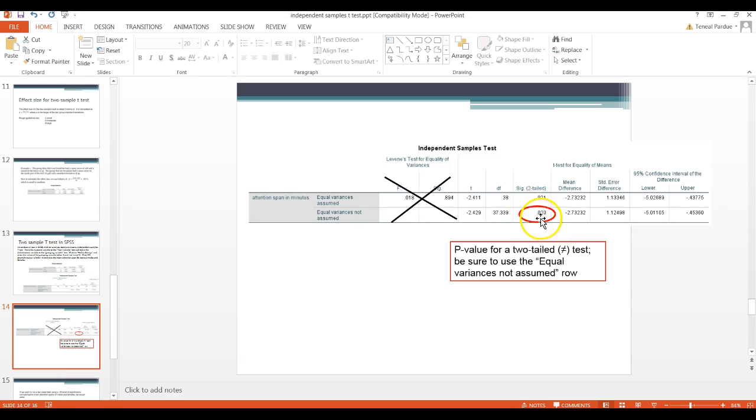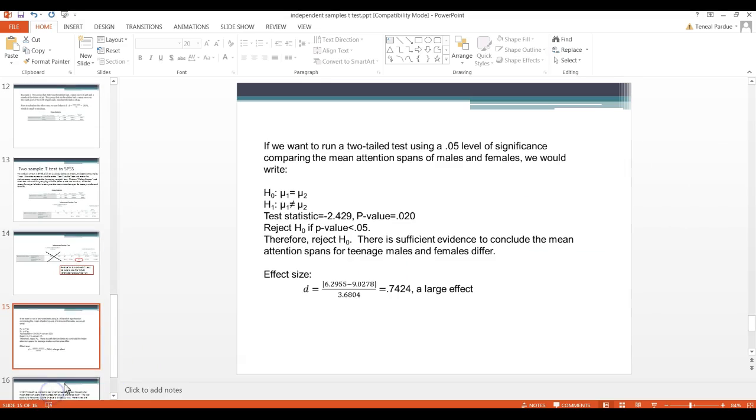So just like we had before, this is our p-value for a two-tailed test. If we want to do a test of mu1 not equal mu2, this is our p-value. So let's suppose that's what we did. Then these would be our hypotheses. We've got our test statistic and p-value that came from the SPSS output. There's our rejection rule, and our conclusion would be reject H0. There is sufficient evidence to conclude that the mean attention spans for teenage males and females differ. Because on this one we've got a two-tailed test.